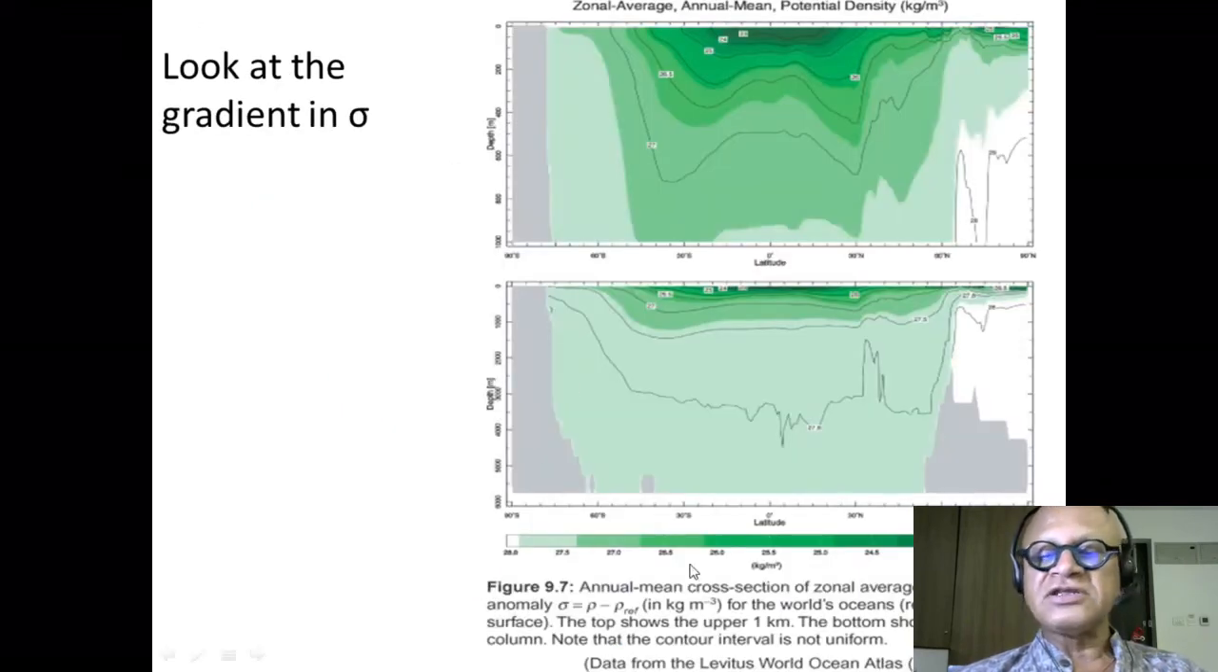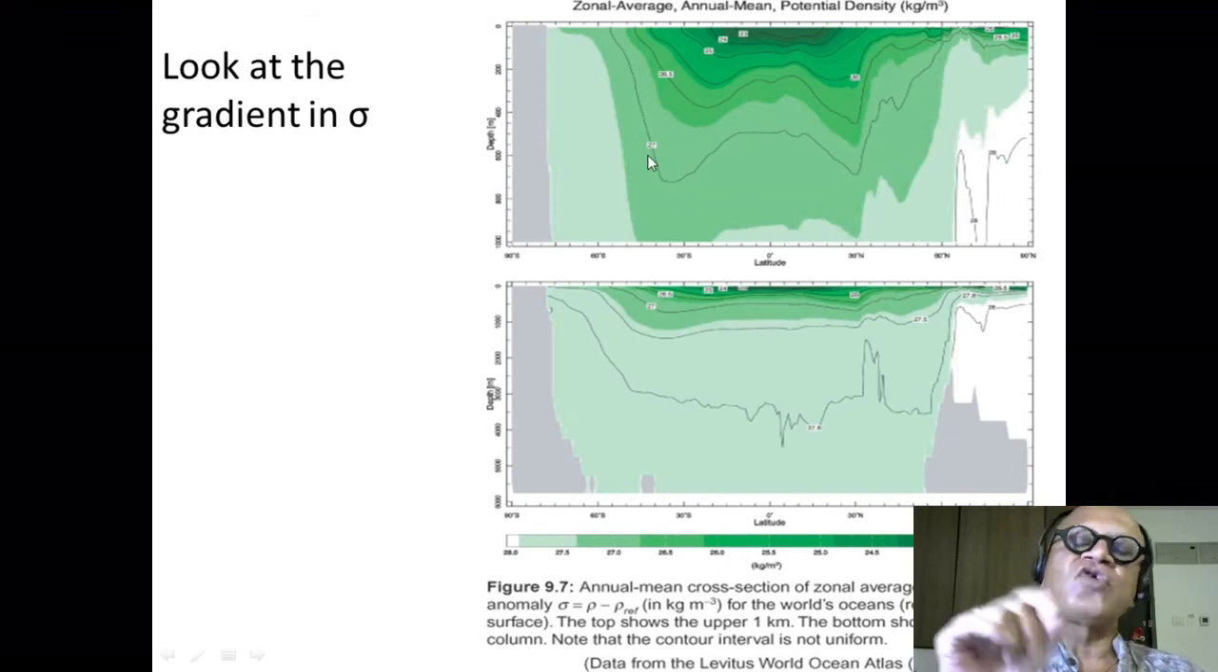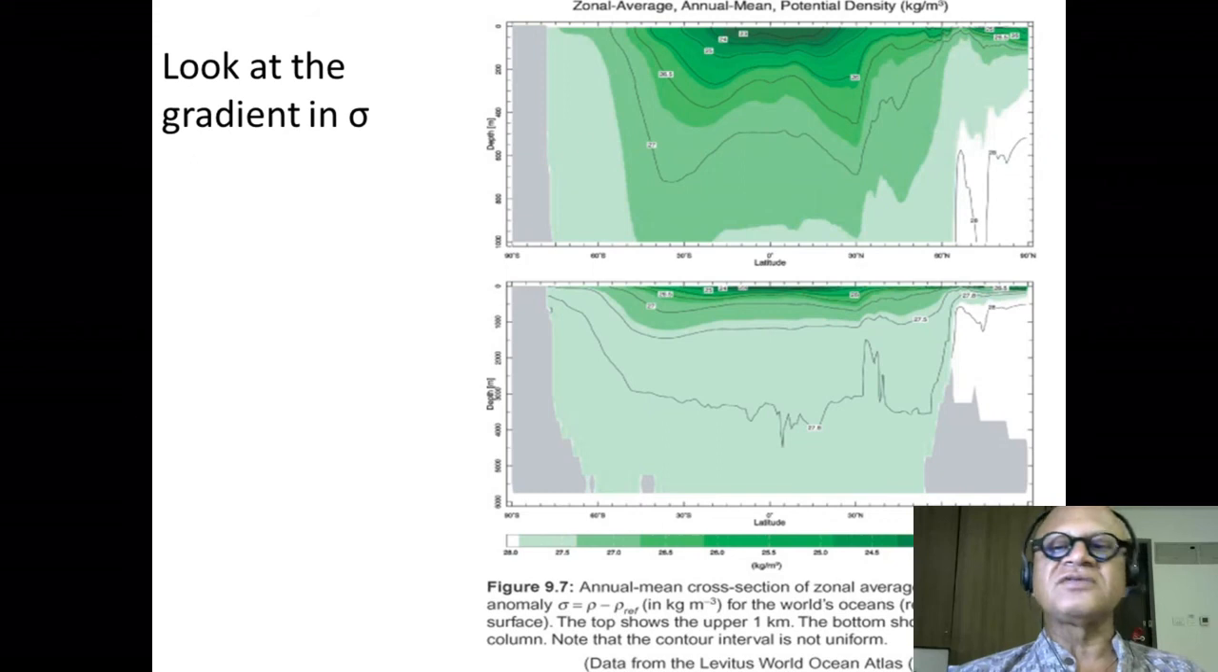Looking again at this potential density anomaly sigma = rho minus rho_ref, I think I mentioned already that the numbers in the 20s are essentially the deviation from the density of 1,000. So when you add salinity and temperature effects, you get sigma in the 20s. As sigma gets larger, density gets heavier, so as you go to the deeper ocean, sigma increases.